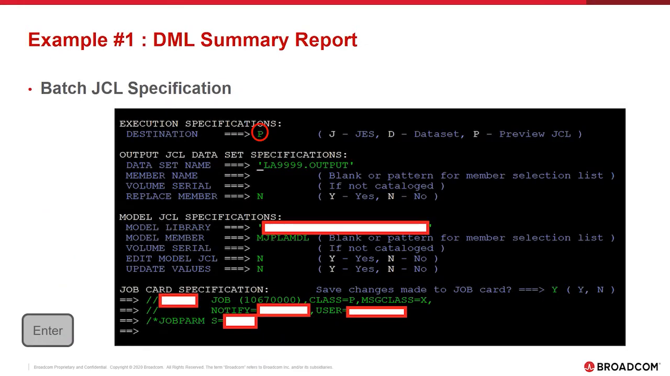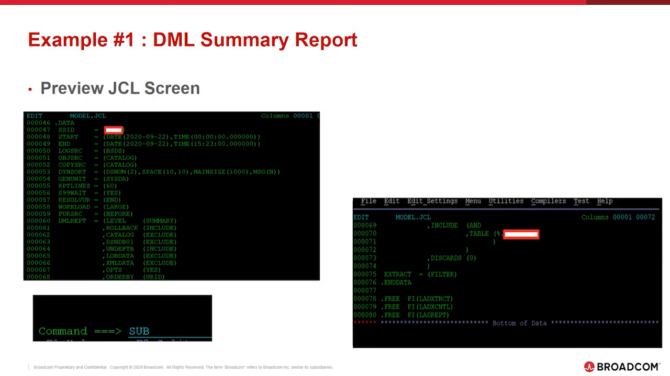Here we provide JCL specification. Most of the panels will be pre-populated. The one we need to select is destination, where you select one of the three at the top. We select P to preview the JCL before submitting. We are now previewing the JCL that has just been generated.